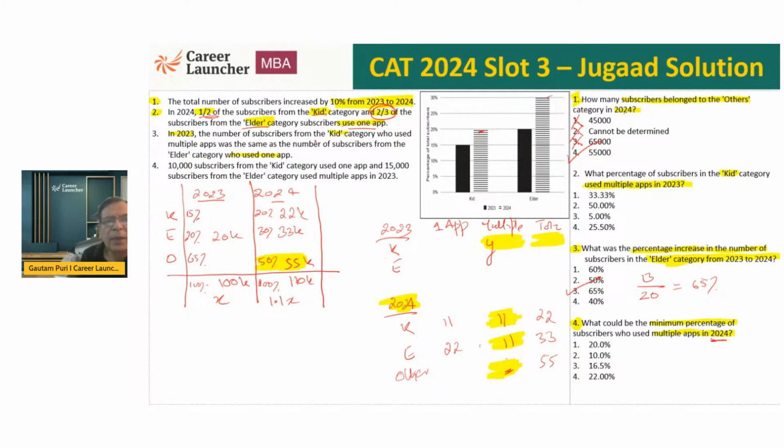Okay. Statement C: the number of subscribers from the kid category who use multiple apps was the same as the number of subscribers from the elder category who use one app. So he's saying these two are equal. Kids multiple app in 23 is the same as elders single app in 23. Okay, let's move ahead.